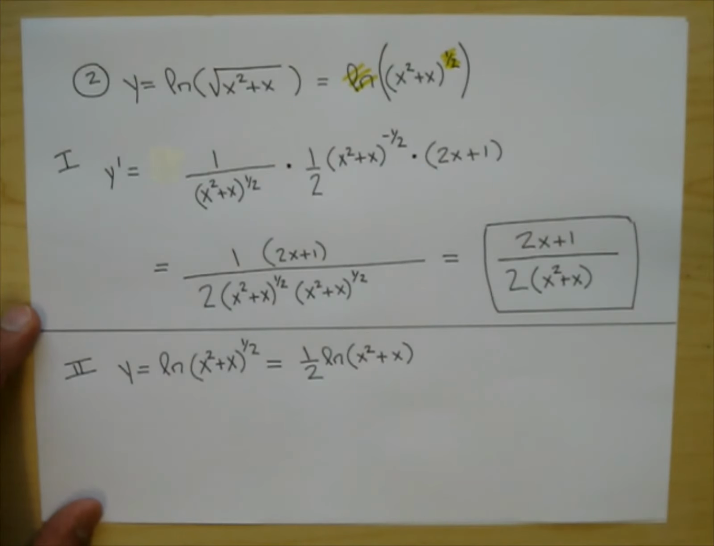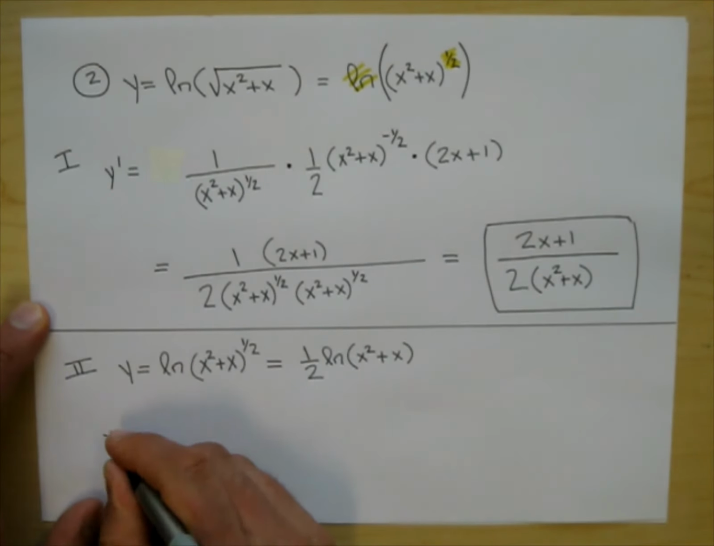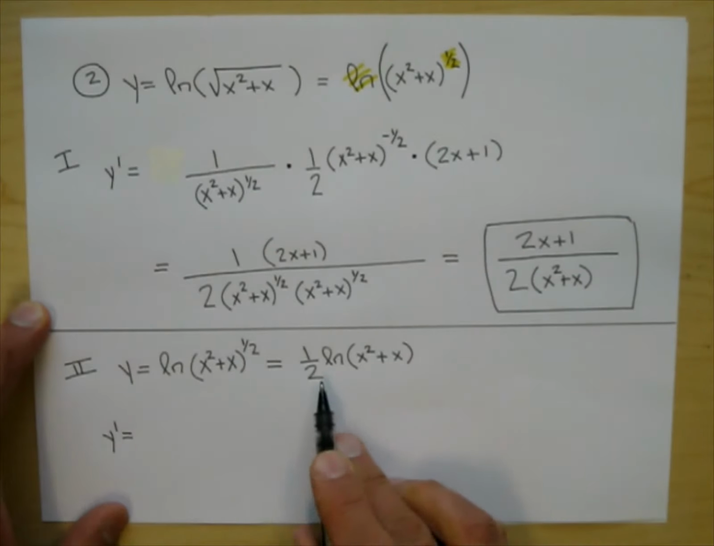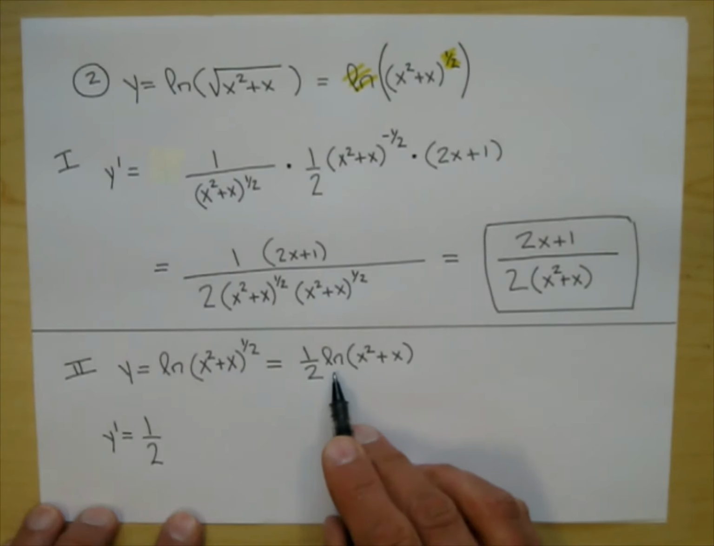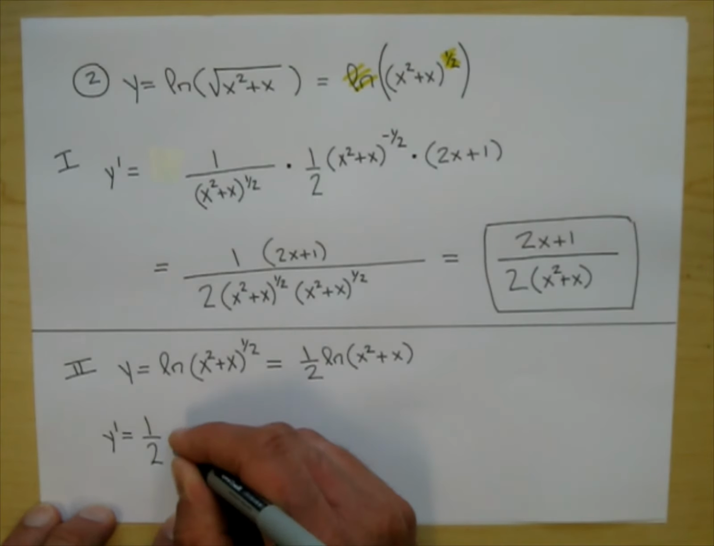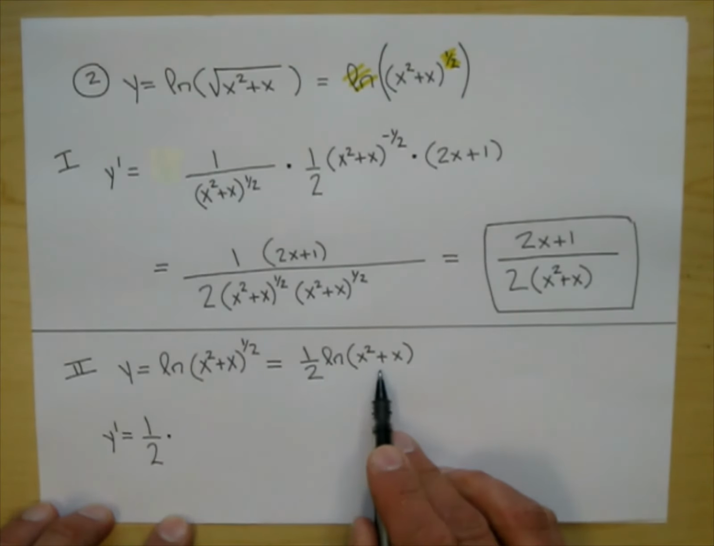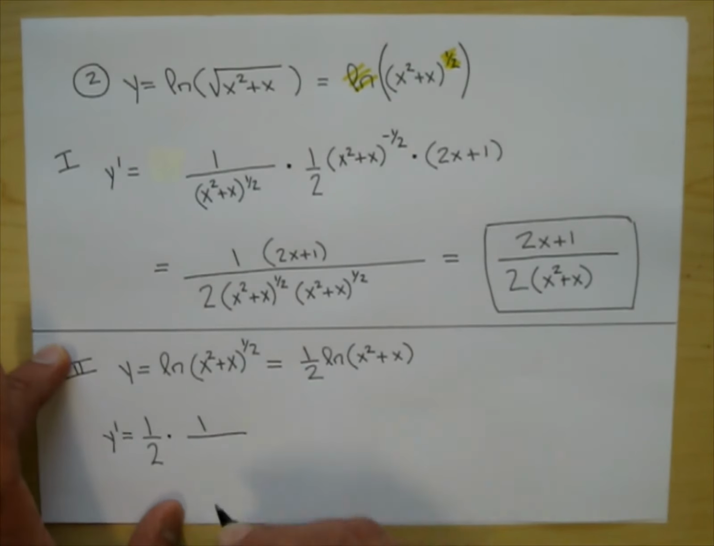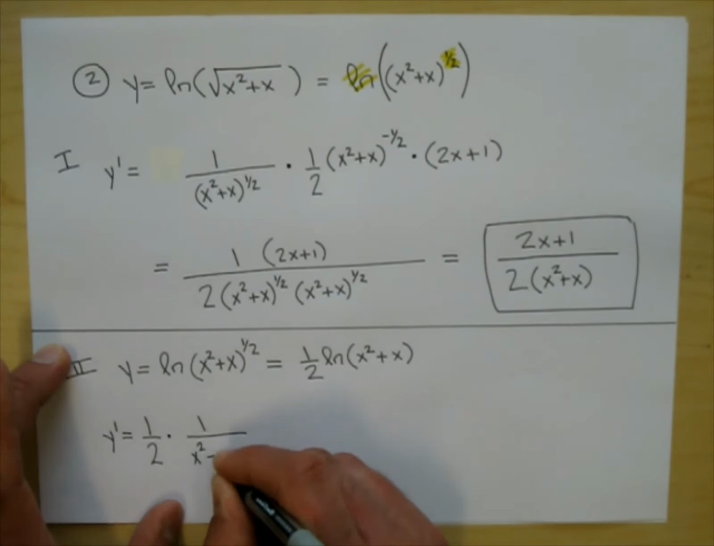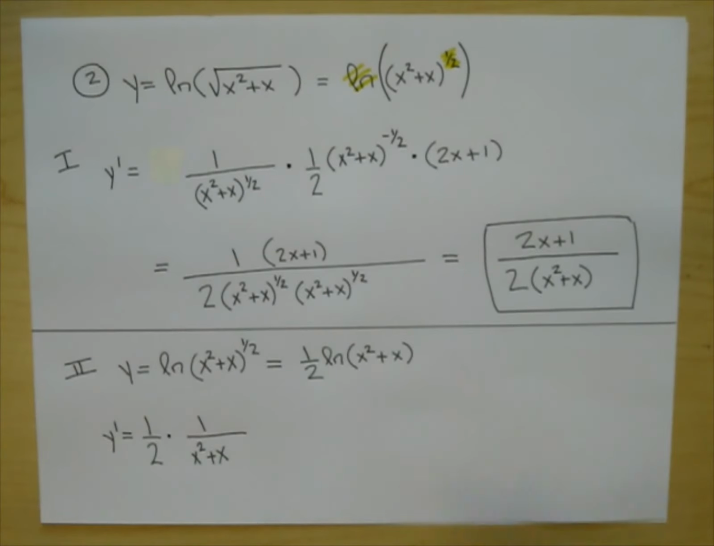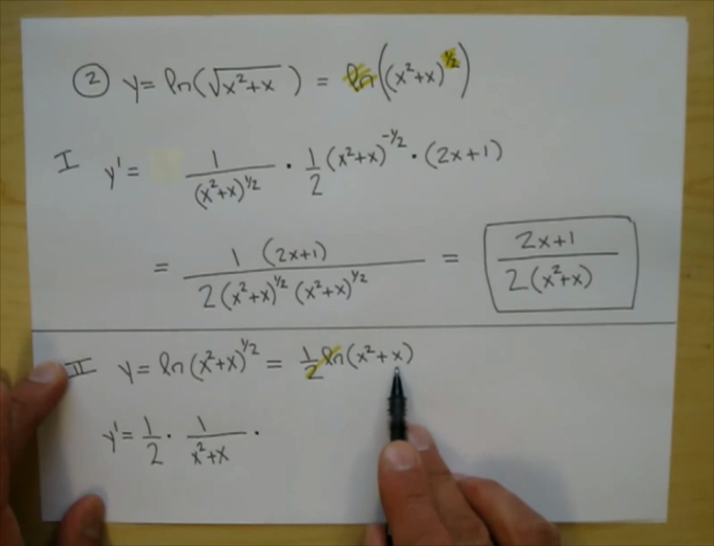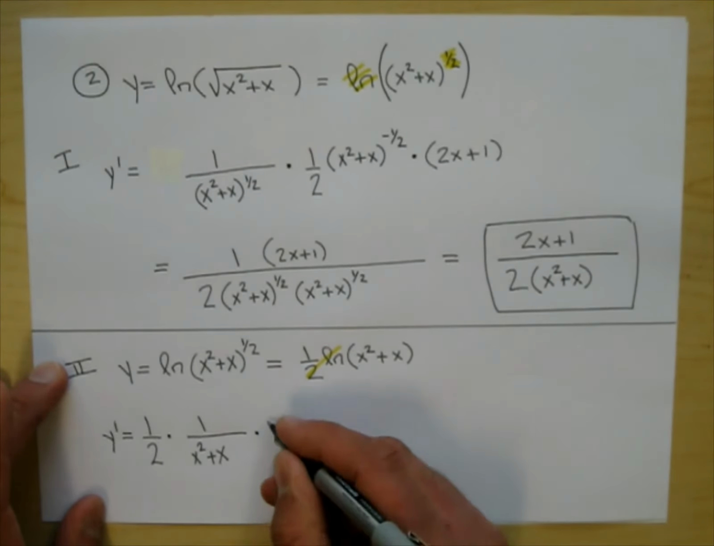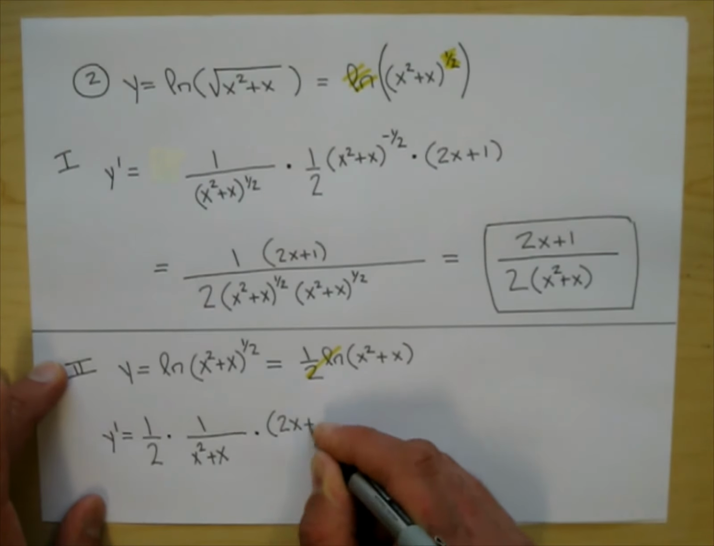Let's go ahead and try out this problem now when we take the derivative. y prime is, okay, so I have 1/2, which is just a constant. I'm going to put it there, and then we have ln something. The derivative of ln something is 1 over the something, and that gets rid of the ln. Now we're just going to concentrate on the something, which is x squared plus x. So that's going to give me 2x plus 1.